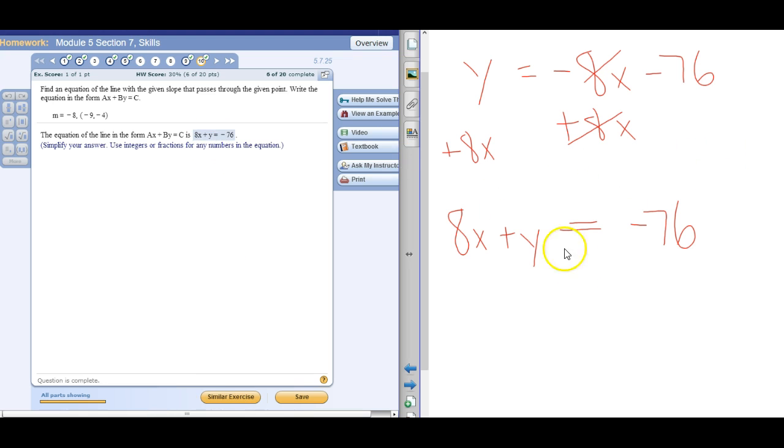Okay, so you can use your calculator to help with these types of problems, and you have to write it in a different form than the mx plus b that we're used to seeing.